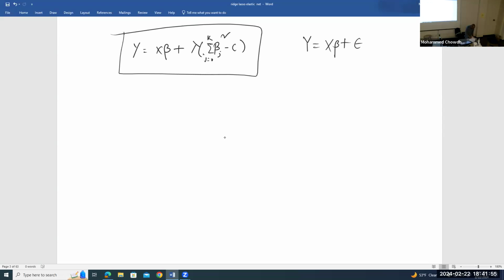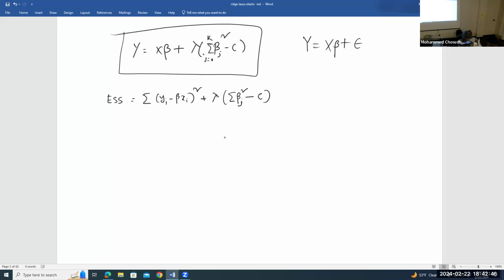Let me open my note. Take a look, if I want to write it as error sum of squares, which could be written as sum of (yi minus beta xi) square plus lambda sum of beta j square, and then suppose a constant c in here.